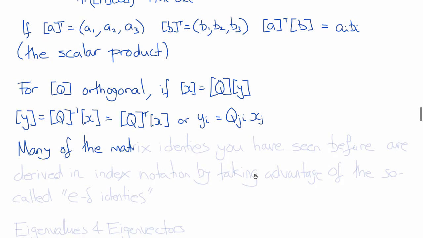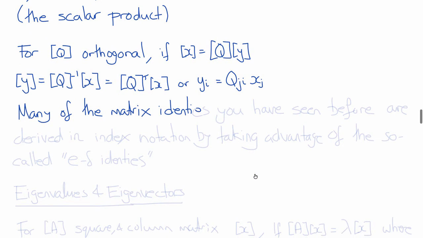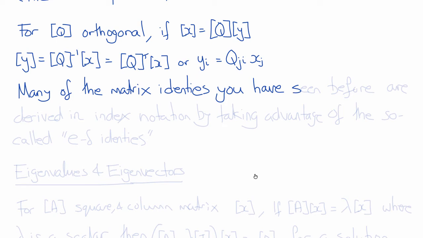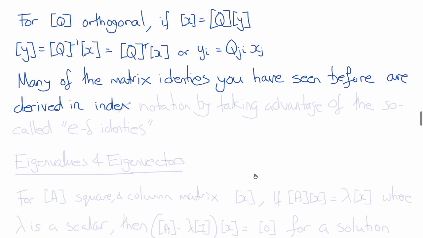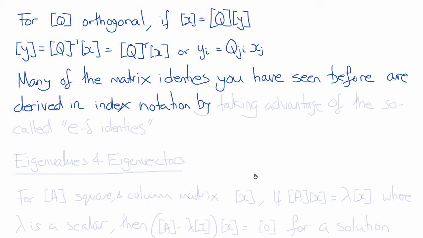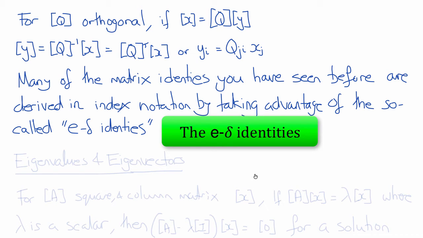So many, perhaps all, of the matrix identities that you've seen before are also able to be derived in index notation by taking advantage of the so-called E-delta identities. One thing I'll ask you to do is take a look at a handout of these E-delta identities and review them. I don't think these are really something you need to memorize. The ideas are ideas you've already seen before, but these are the algebraic tools that enable you to derive matrix relations using index notation, which you probably haven't seen before.